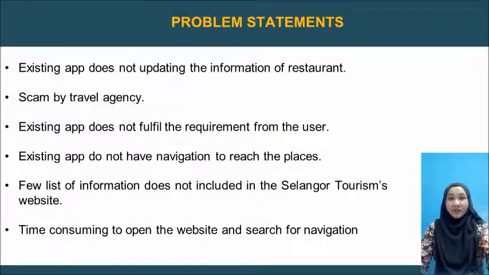Go to the problem statement. There are 6 problem statements for the study. First is the existing app does not update the information of restaurants. There are many new restaurants that have developed, but which one has the best food, the affordable price, and what the restaurant serves? Certain people come to restaurants because of the recommendation from others.